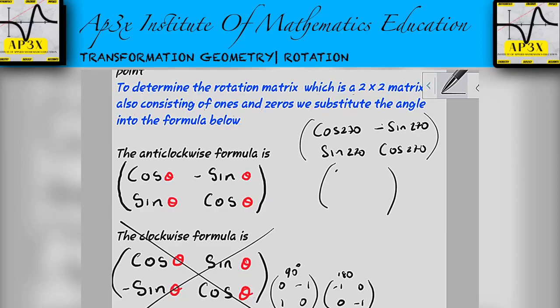The cos of 270 is 0. The sine of 270 is in fact minus 1, but the minus goes in front of it and makes it positive 1. The sine of 270 is minus 1, and the cosine of 270 is 0. All right, and so that is how you basically derive the formula for a 270 degrees rotation anticlockwise. Let's make a note of that at the bottom here.